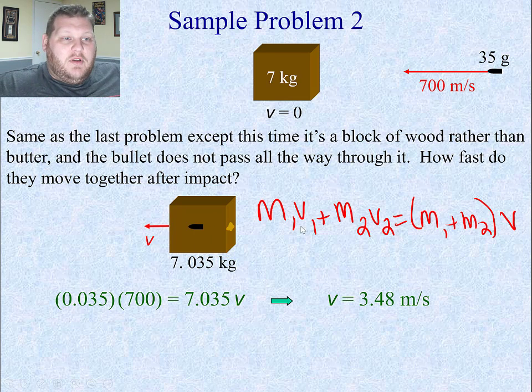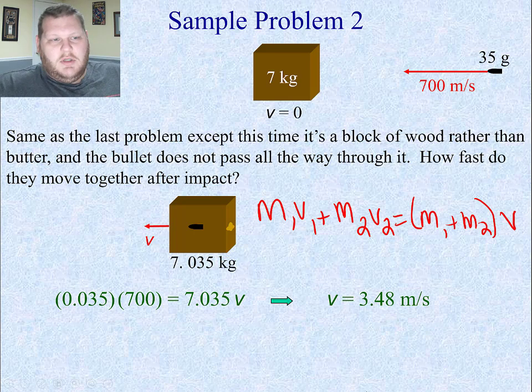So this m1v1 plus m2v2, we really could have said 7 times 0 to get the m1v1 for the block. But really we know that the total momentum beforehand is just the bullet, right? 0.035 times 700. That has to equal their combined mass. So you're literally just adding together the 7 kilograms from the block of wood and the 0.035 kilograms from the bullet. So that mass is 7.035. So we end up with a total velocity together afterwards of 3.48 meters per second.